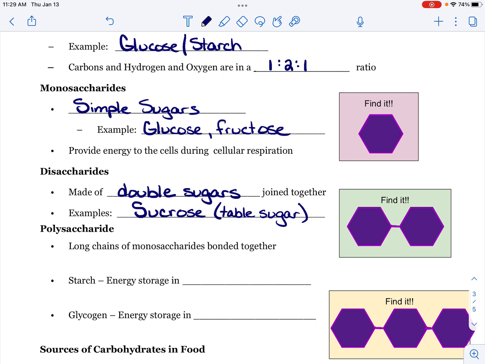Then we're left with polysaccharides. Polysaccharides are going to be long chains of simple sugars or monosaccharides bound together. Starch is an example. It's how plants are going to store energy. And then in humans and other animals, we store energy as glycogen. So that's going to be storage in animals. Now we don't have a lot of room to the right, but go ahead and just find a very small, simple polysaccharide.